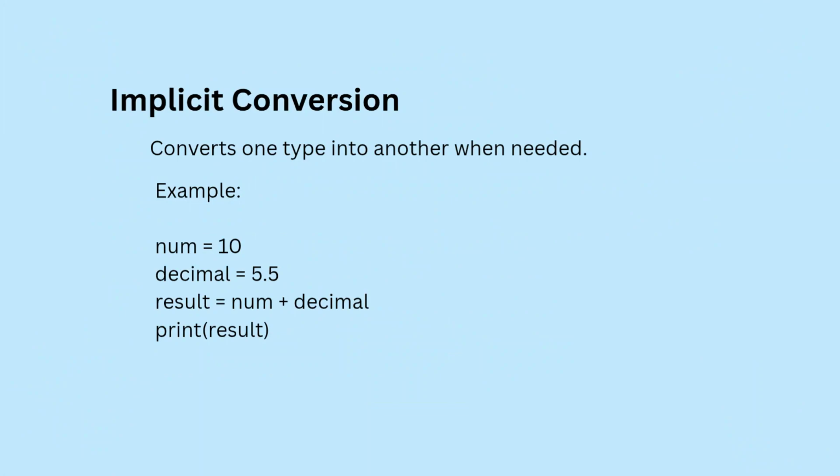So number has 10, that is integer, and decimal is 5.5, that is float. When we add number, that is integer, and float, so integer and float can be added. Python automatically converts number into float, that is implicit casting, and we see the output as 15.5.